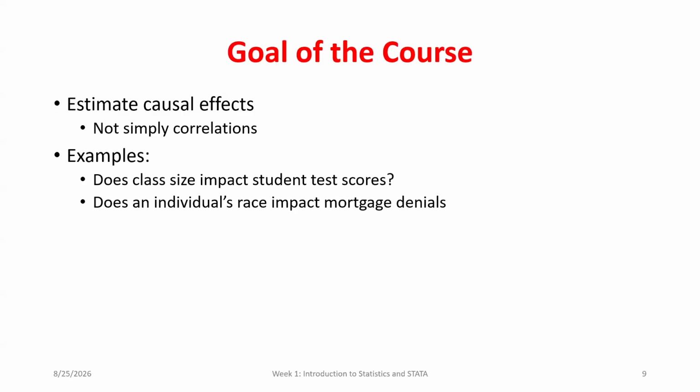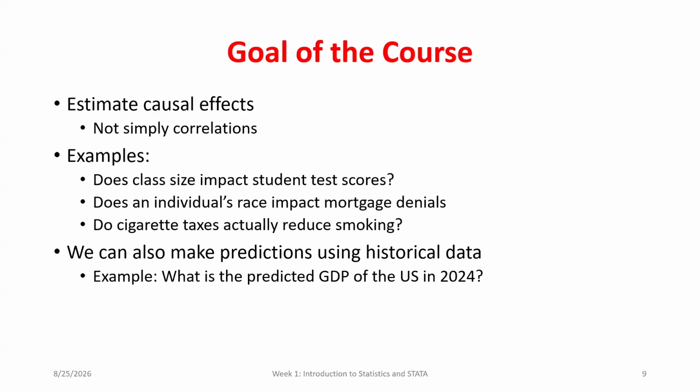Here are some other interesting questions we can start to answer by the end of this course. Does race impact mortgage denials or the mortgage rates that people are given? If it does, this is obviously evidence of discrimination. This is something we want to be concerned about. Do cigarette taxes actually reduce smoking? I already used that one, but we can answer all types of questions once we understand how to work with this data in the context of any micro or applied microeconomic issue.